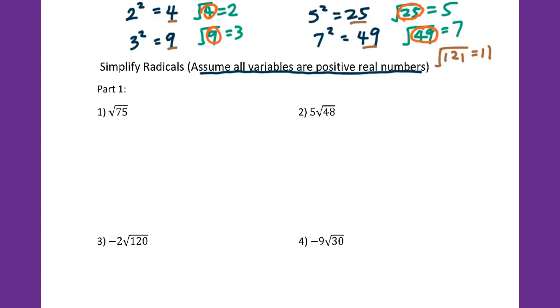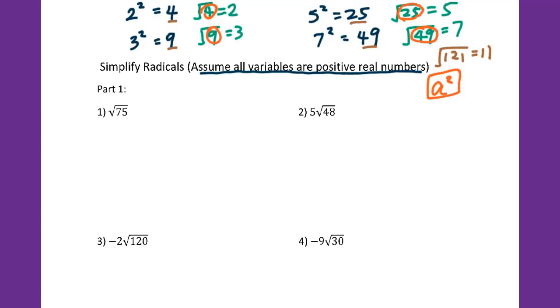We call these 4, 9, 25, 49 perfect squares. Whenever a number is a square of another number, we call it a perfect square. You have to use those perfect squares as factors so that you can simplify the square root.